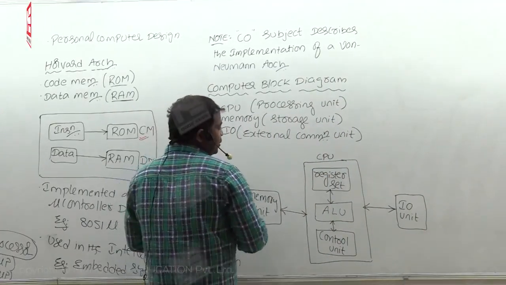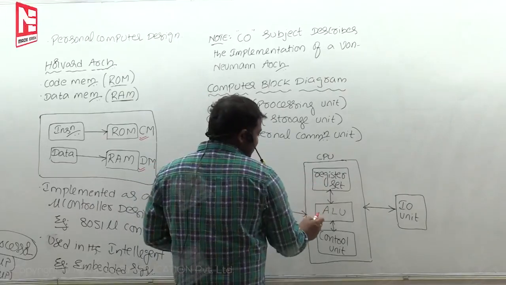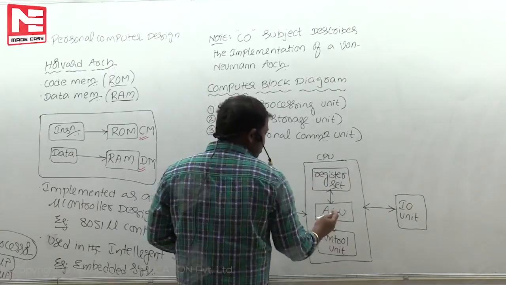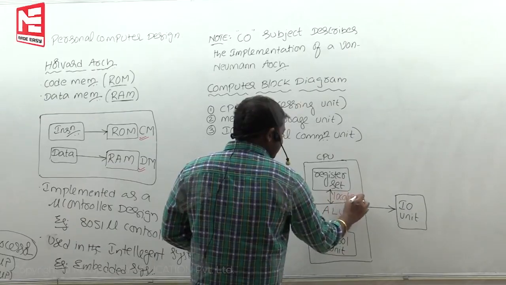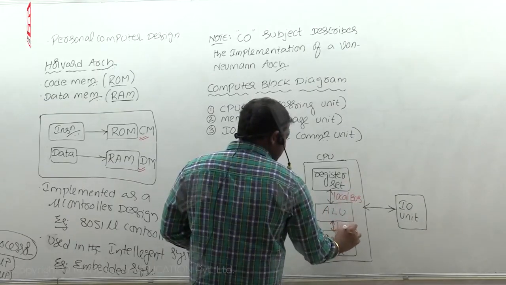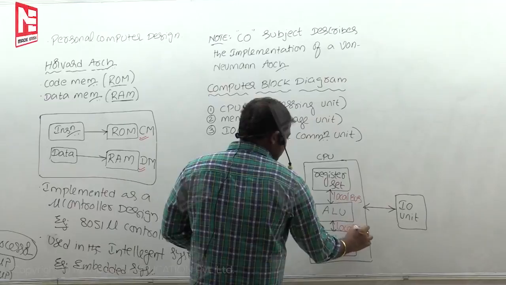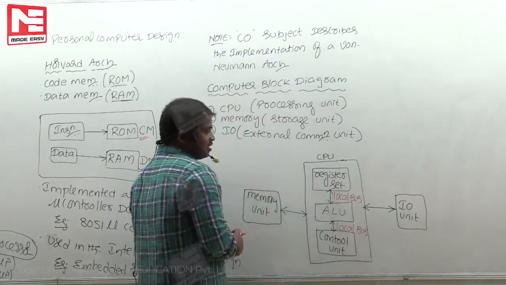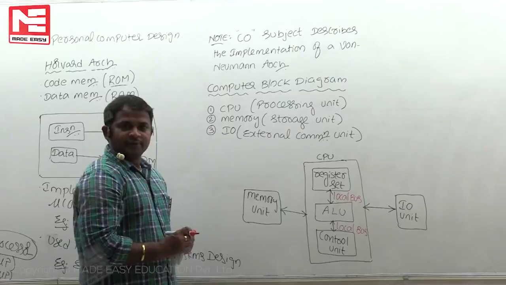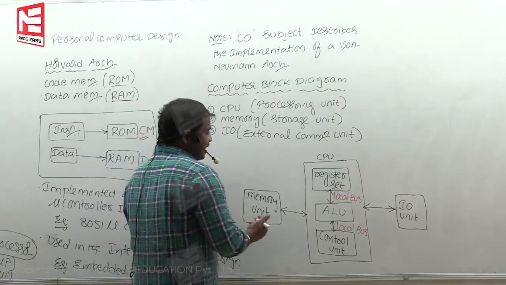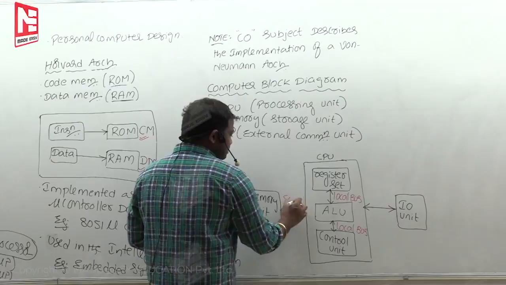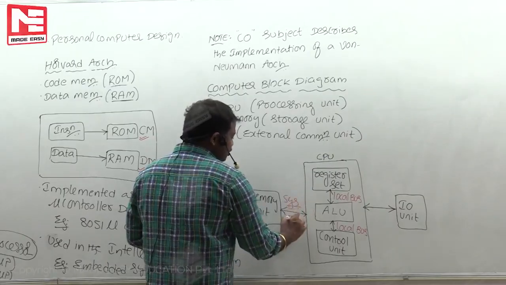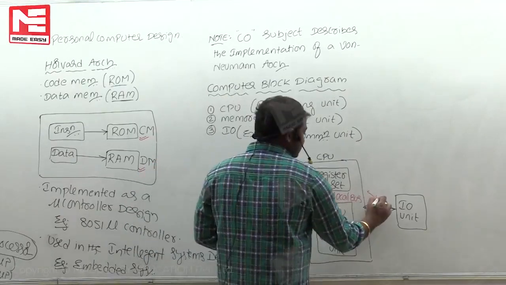See, the CPU contains a register set, arithmetic and logic unit, and control unit. All the internal components communicate with each other using the local bus. Via the local bus, the internal components of a CPU communicate. Next, memory, CPU, and IO: these major components communicate with each other using the system bus.